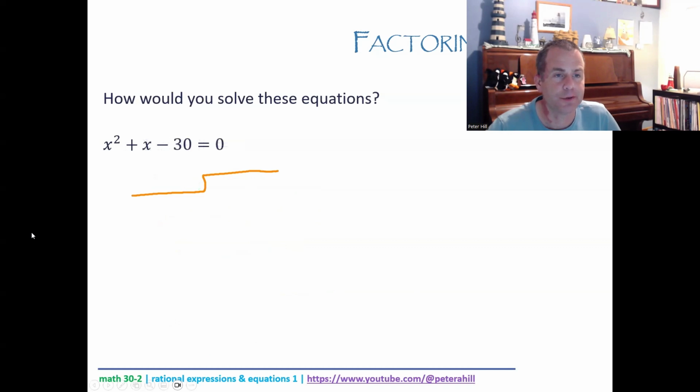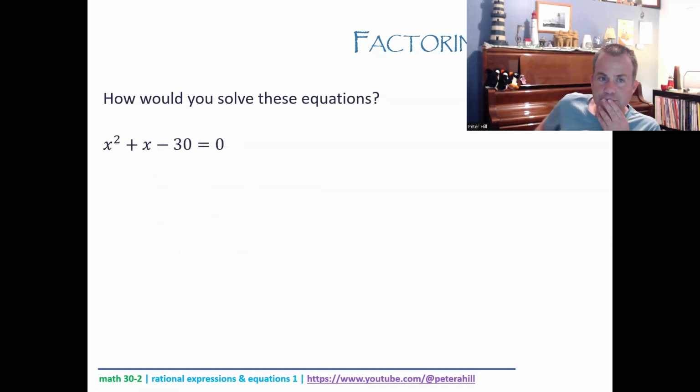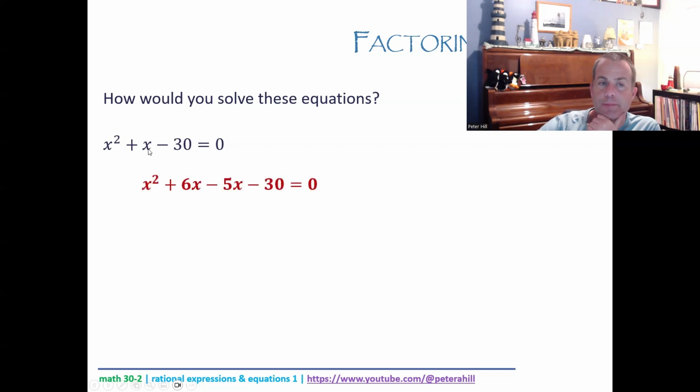All right, friends, you're doing awesome. One more equation to solve. x squared plus x minus 30 equals 0. Looking for two numbers that multiply together to give me negative 30, add together to give me 1. Okay. So that would be 6 and negative 5. So I decompose. I'm breaking that x term down into 6x and negative 5x.